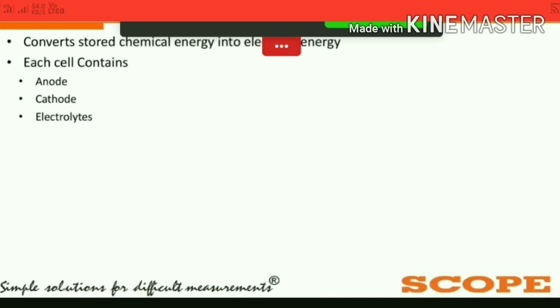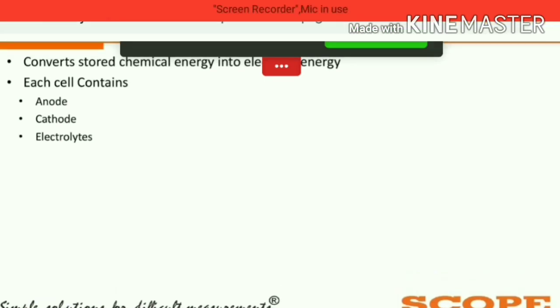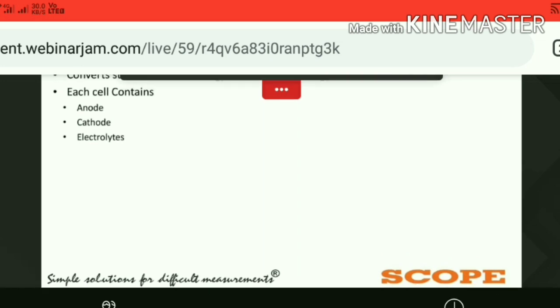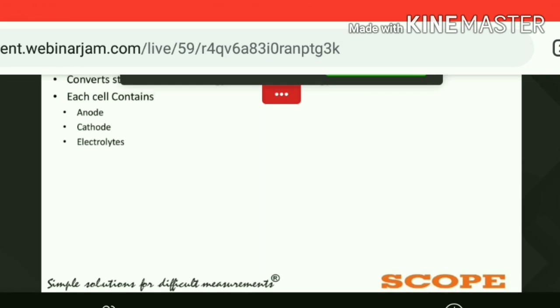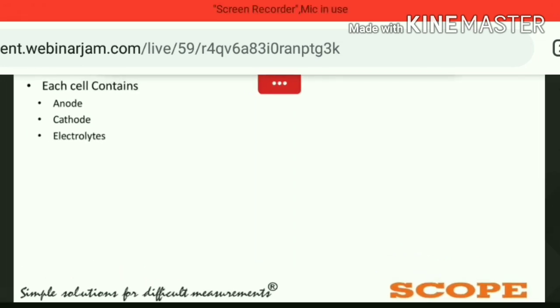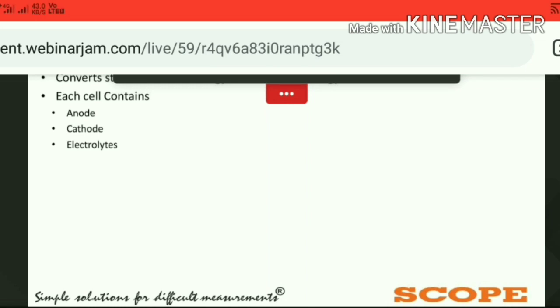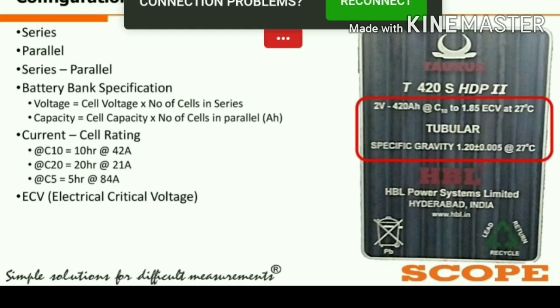What is a battery? A battery, as we all know, is an electrical device which converts stored chemical energy into electrical energy. Each cell contains the positive electrode, that is the anode, and the negative electrode, that is the cathode. Now you can see in the picture, in the red highlighted zone, the cell details.